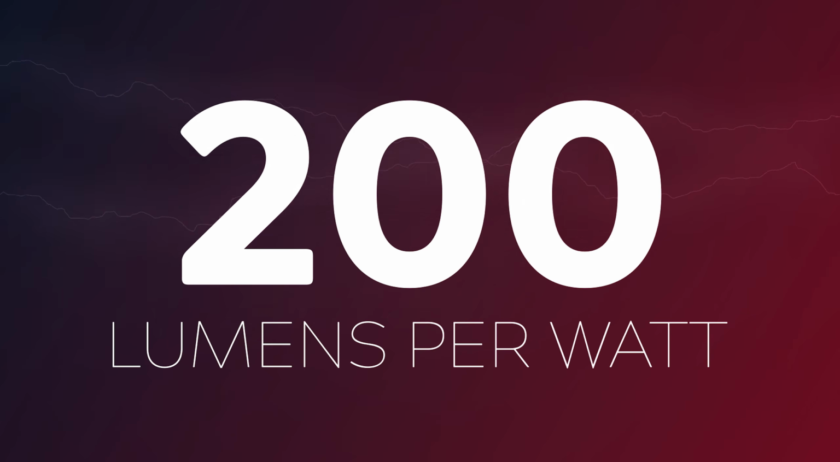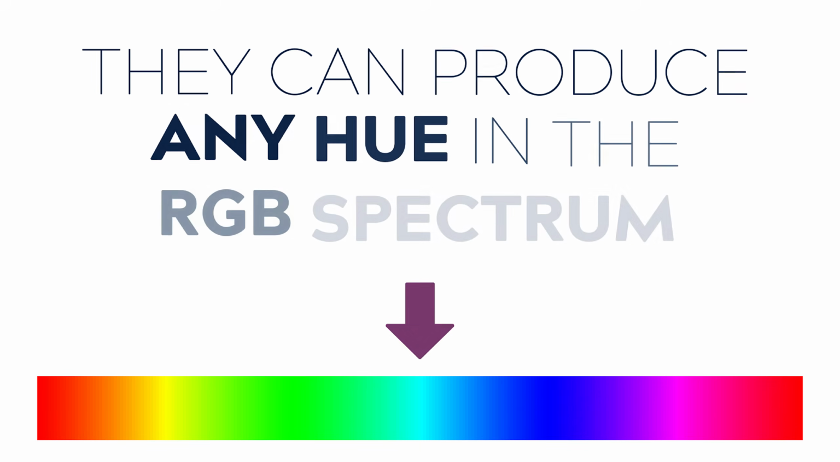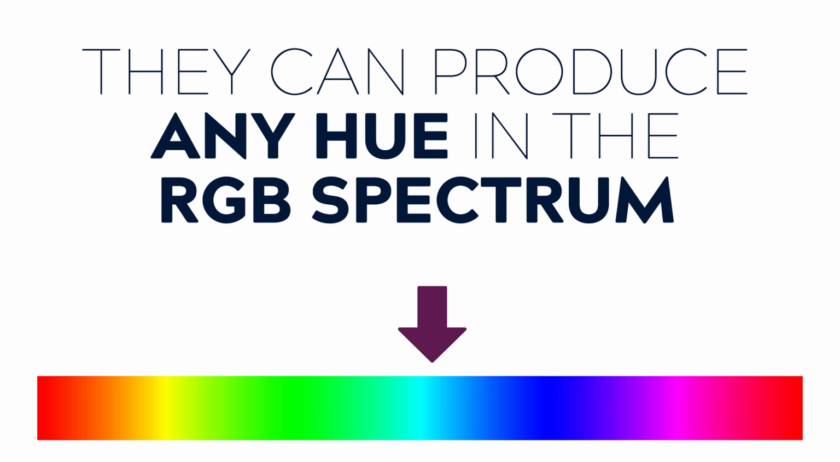LEDs produce as much as 200 lumens per watt, making them the most efficient type of light that we've explored so far. They can also reproduce a broad spectrum of color temperatures as well as any hue in the RGB spectrum. This makes LEDs incredibly powerful and versatile as a creative lighting tool. Good quality, high output LED fixtures are getting smaller and cheaper every year. And because of this, they're quickly replacing every other type of light available.